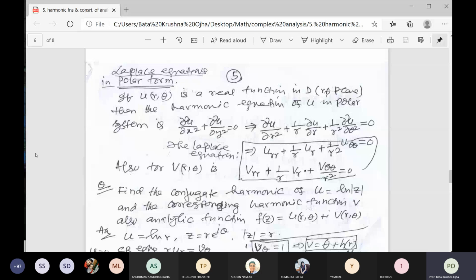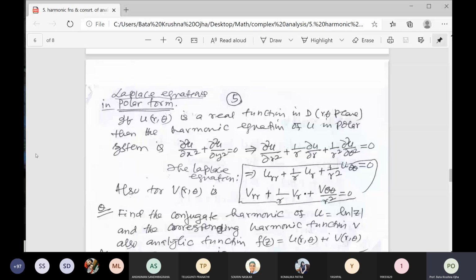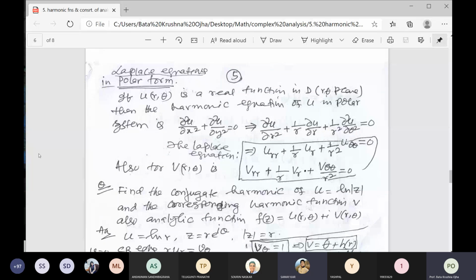New portions, either conformal mapping or integrations. Merry Christmas in advance. One student told me, sir, he has a doubt. What is that doubt? Please tell me. Yes, sir, I have sent it in the chat box. Please check.